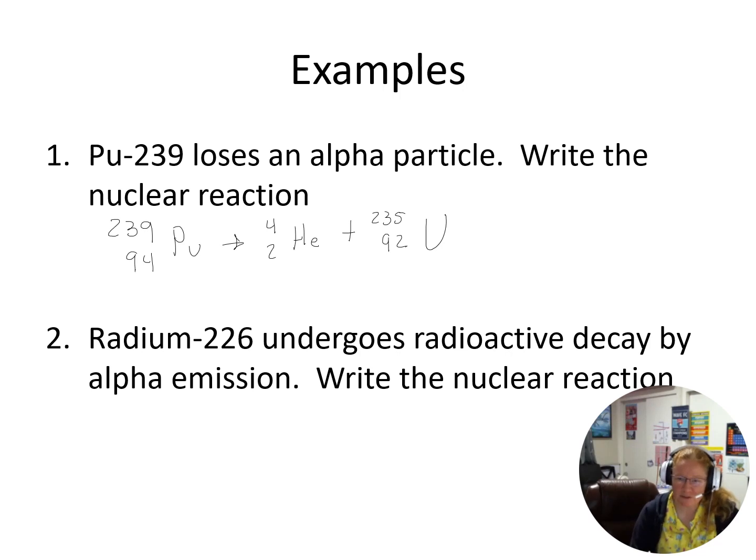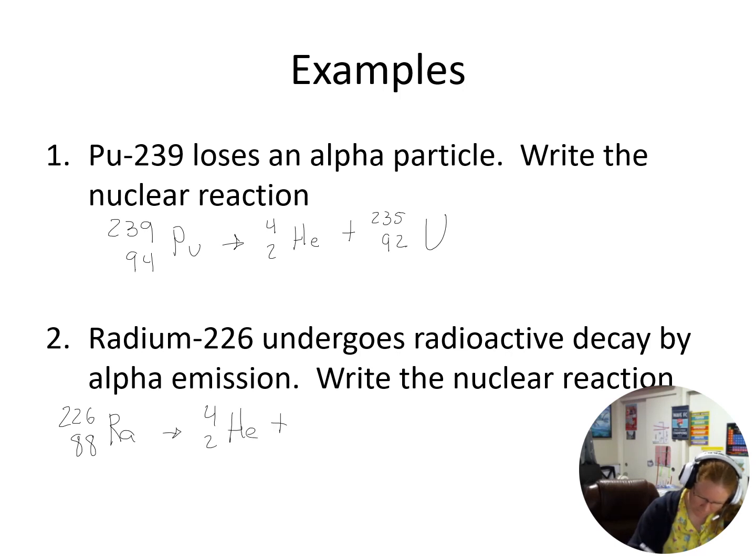Okay, radium-226, we're going to get alpha emission. So when I look on the periodic table, radium is element 88. All right, we'll get our alpha particle. All right, 226 minus 4 is going to give me 222. 88 minus 2 is going to give me 86. So I look on the periodic table, and element 86 has a symbol of Rn. Okay, so that's how we write our alpha decay.